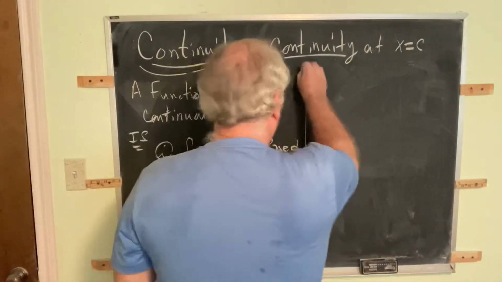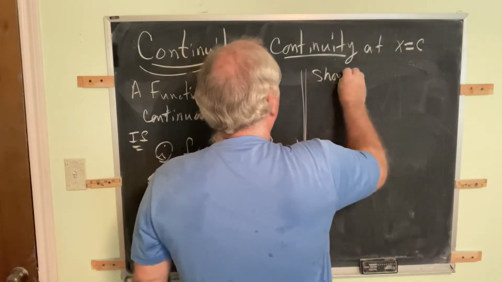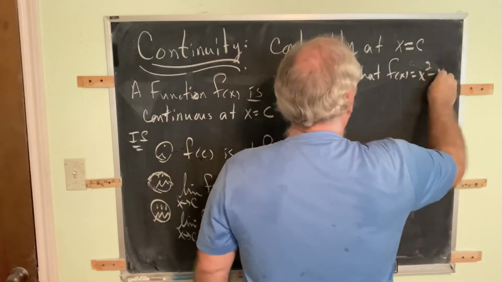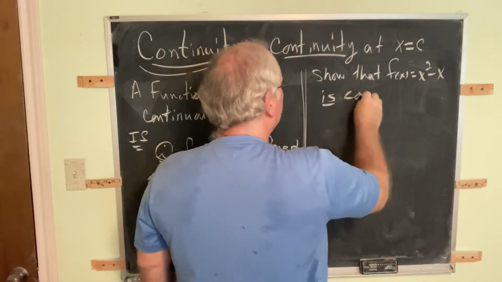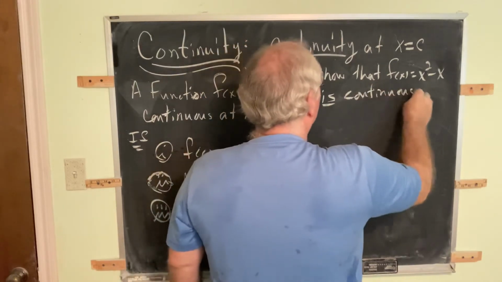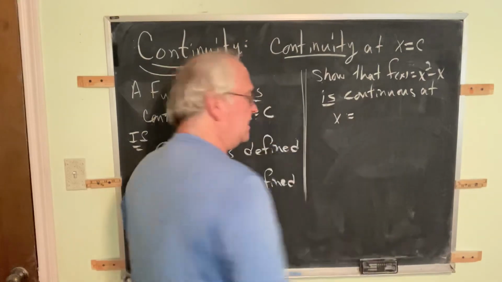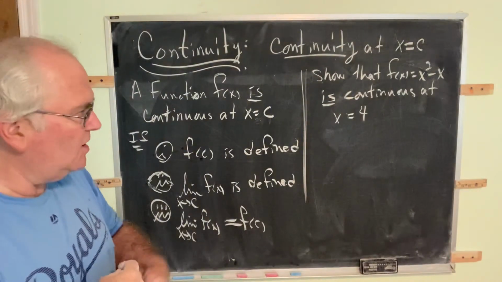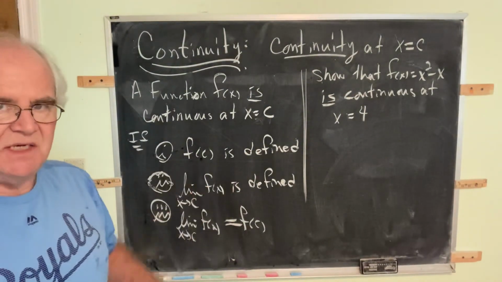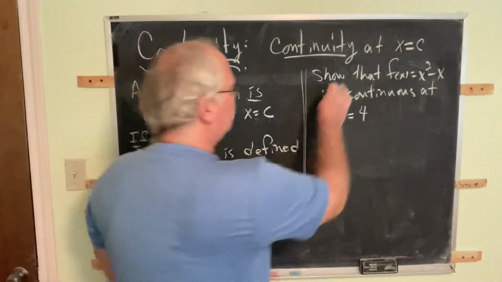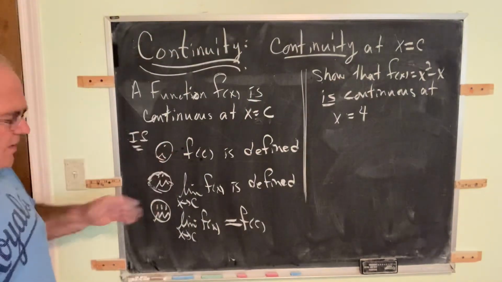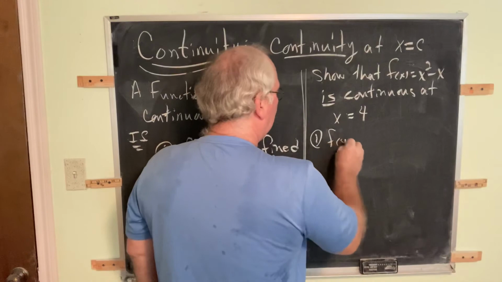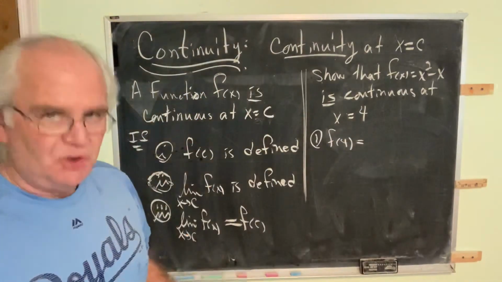So let's do one more thing here. Show that f of x equals x squared minus x is continuous at x equals, and just pick a number out of the blue sky, x equals 4. I want to show that function is continuous at that value. In this problem, c is equal to 4. If you're going to show a function is continuous at a point, you need to show those 3 properties hold. Number 1. Do you get an answer? I don't care what it is, just do you get an answer?